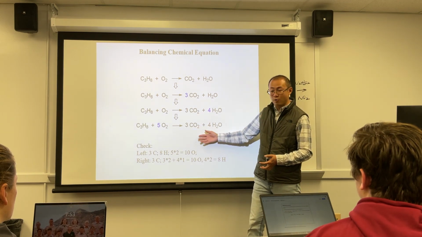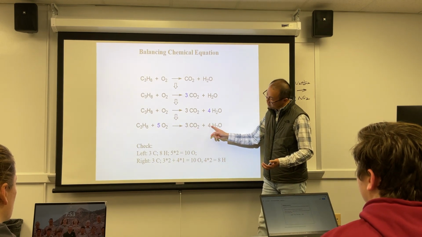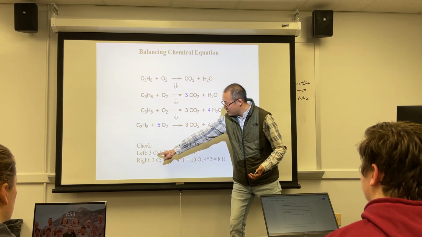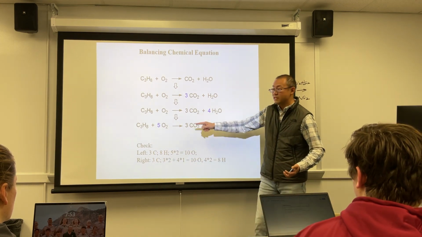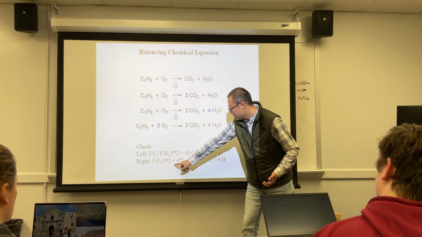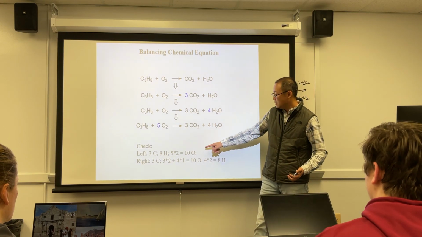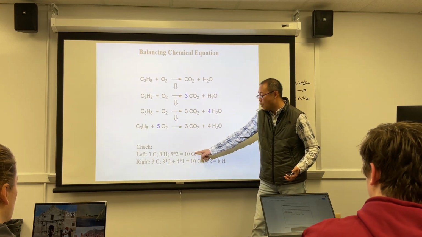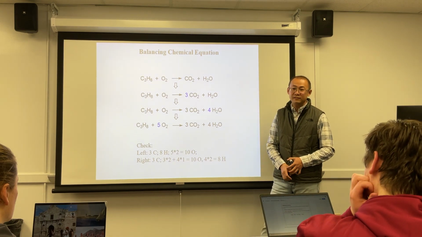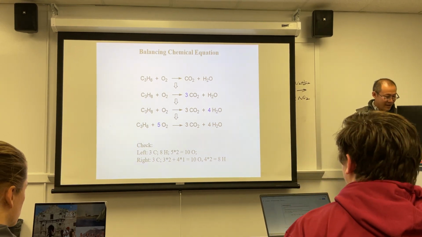So the balanced equation is: the 1 we don't show here, then 5, 3, and 4. And you can always check. This is what I checked. Left, 3 C. Right, 3 C. Left, 8 H. Right, 4 times 2, 8 H. Left, 5 times 2, 10 O. Right, 3 times 2 plus 4 times 1, 10 O. Does it make sense? This is easy, right?